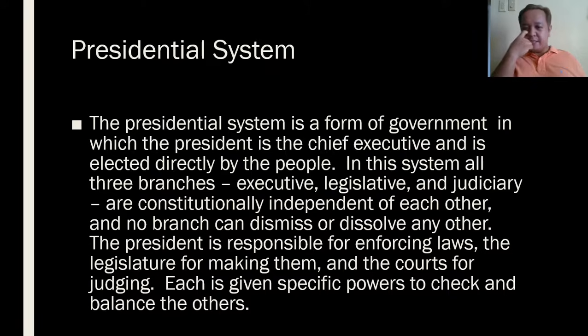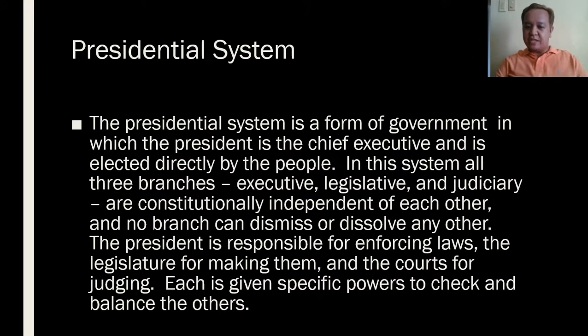Okay, you have the presidential system. It is a form of government in which the president is the chief executive and is elected directly by the people. In this system, all three branches, which are the executive, legislative, and judiciary, are constitutionally independent of each other, and no branch can dismiss or dissolve any other.